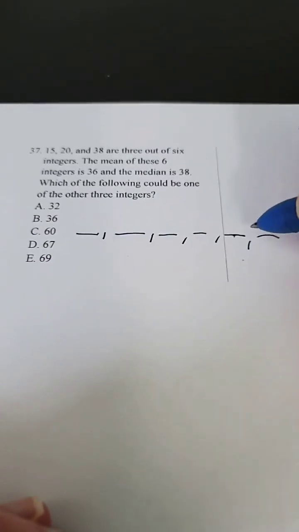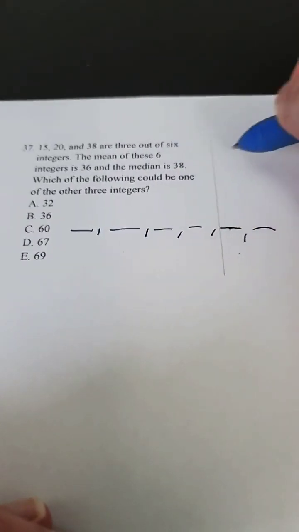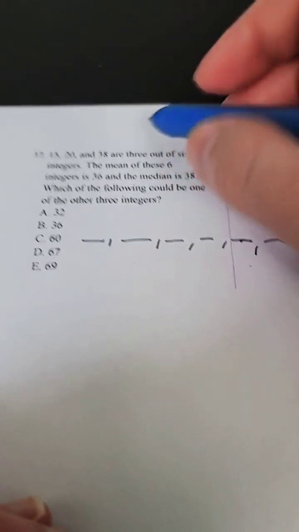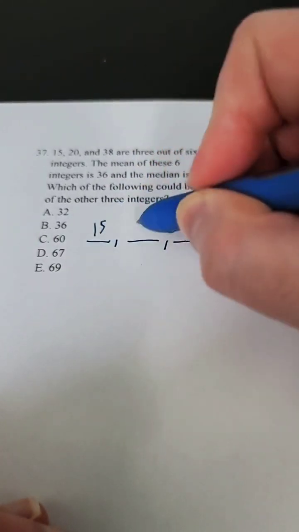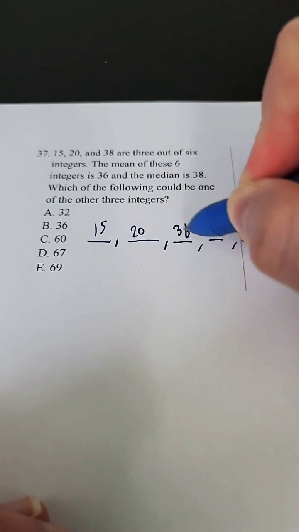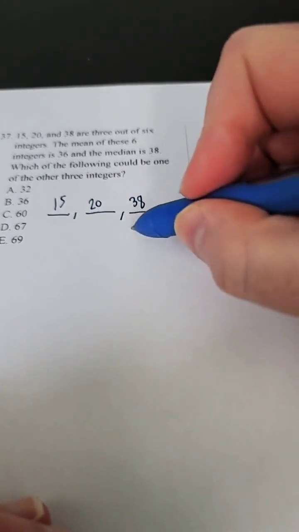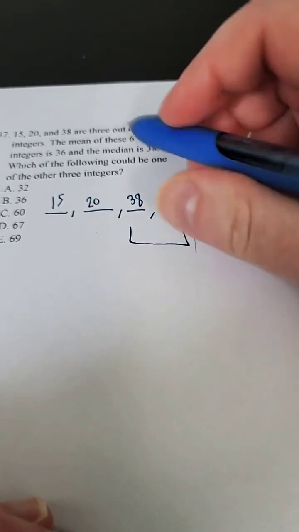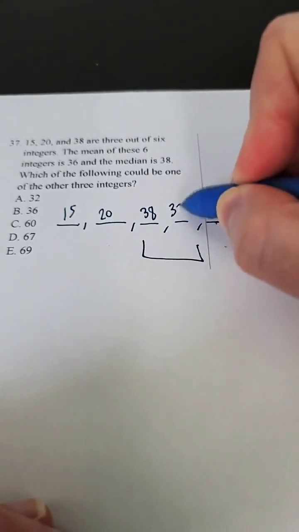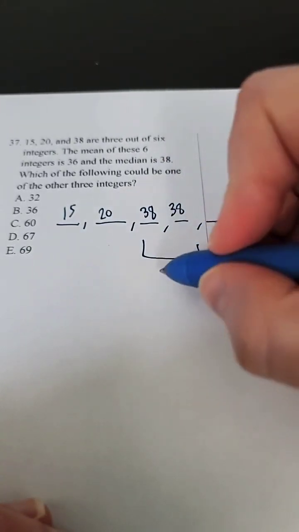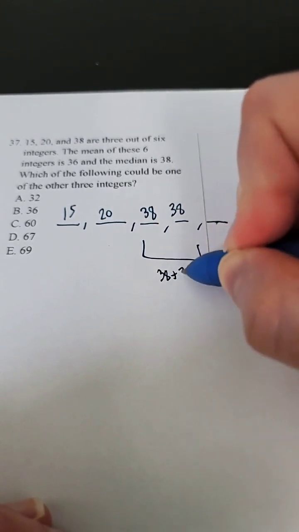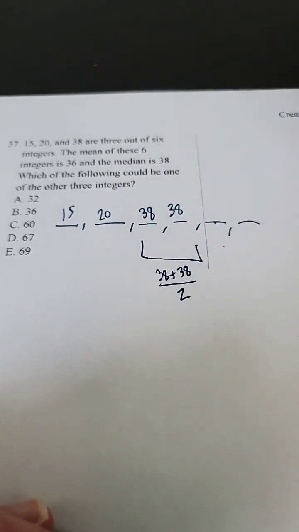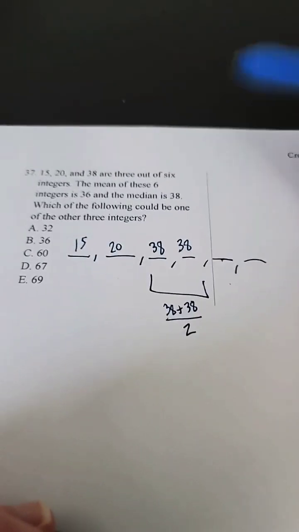And then it says that 38 is the median. So there's 15, 20, and 38. So 15, 20, 38 is already there. The median, if there's 6 values, the middle numbers would be here. So that means that these 2 numbers divided by 2 have to equal 38. So that would just have to be 38 twice, because 38 plus 38 divided by 2 would give us 38 as the median that we want.